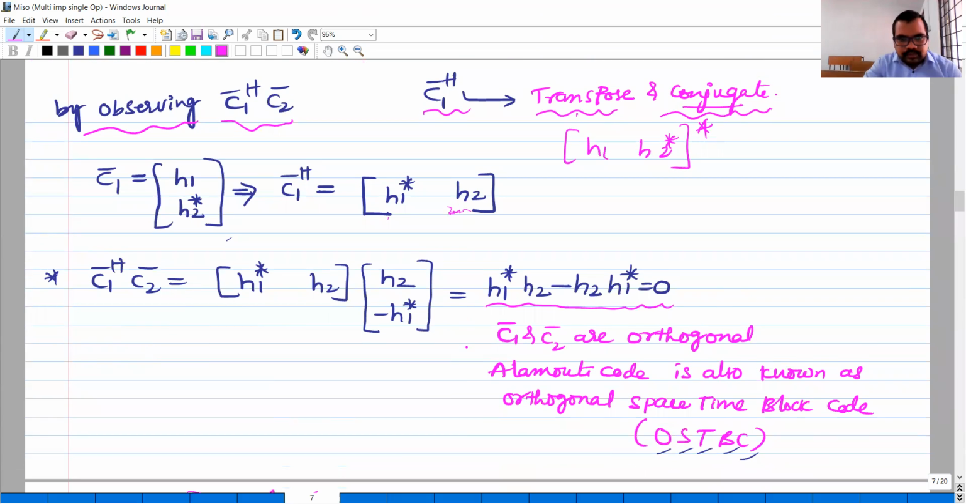Now I want to substitute the values. C1 Hermitian C2: this is the C1 Hermitian value and this is the C2 value. If you multiply these matrices, you get H1 conjugate H2 and H2 conjugate H1 terms, and observe that the resultant is 0. So C1 and C2, the two vectors, are orthogonal. So this code is also called an orthogonal space-time block code.